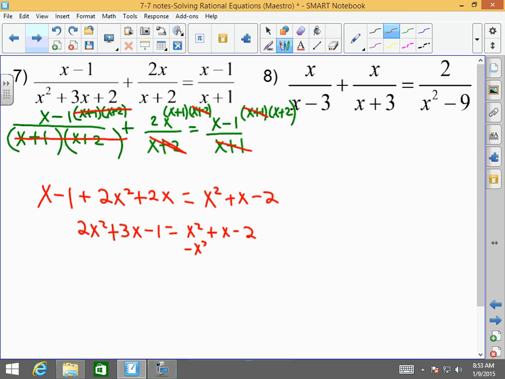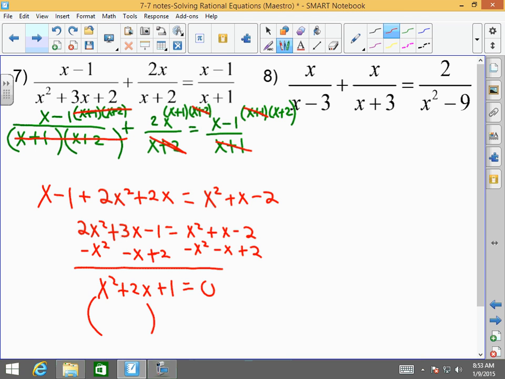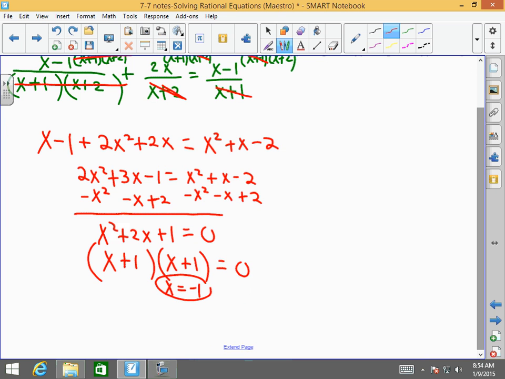I'm going to subtract x squared and x, and I'm going to add 2 to both sides. So I'm left with x squared plus 2x plus 1 equals 0. What times what is 1, but when added together is 2? x plus 1, x plus 1. Very good. So what does x equal? Negative 1. Can I have a negative 1 here as a denominator? No, because that would be 0. So here, there are no solutions. It's all extraneous.